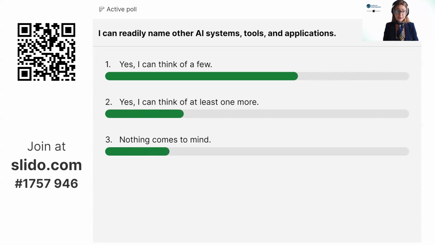Okay, these are actually much better results than I had last time. I was having the same poll done at the university, and at the university, none of the students could think of any other AI tool. And I was like, this is interesting. It was also a law university, so maybe that's why. But I thought it was extremely interesting that they could not think of a single other thing that meant AI other than ChatGPT and Copilot.